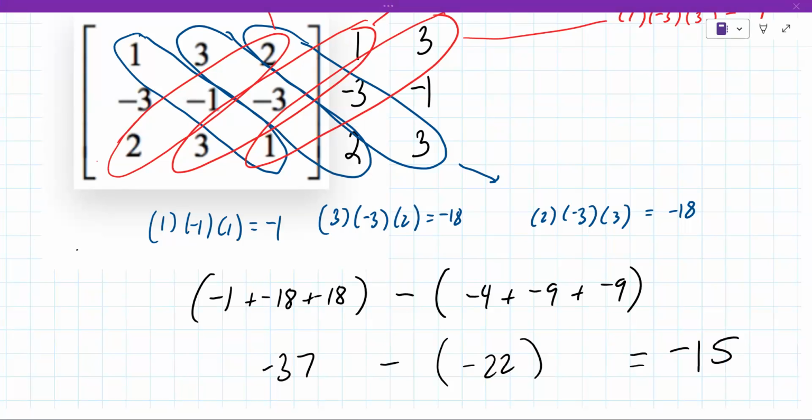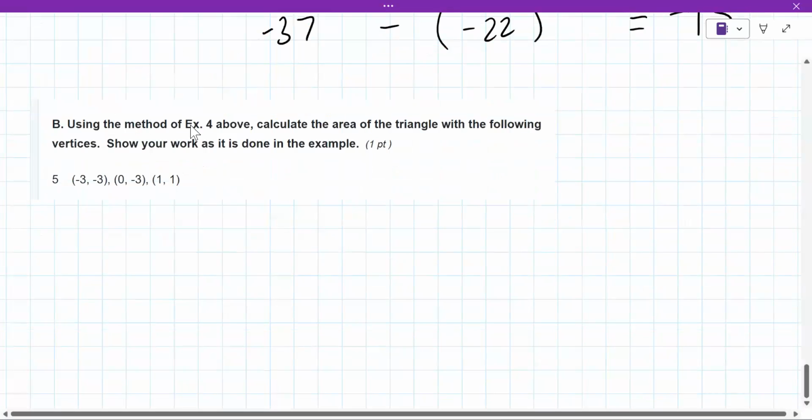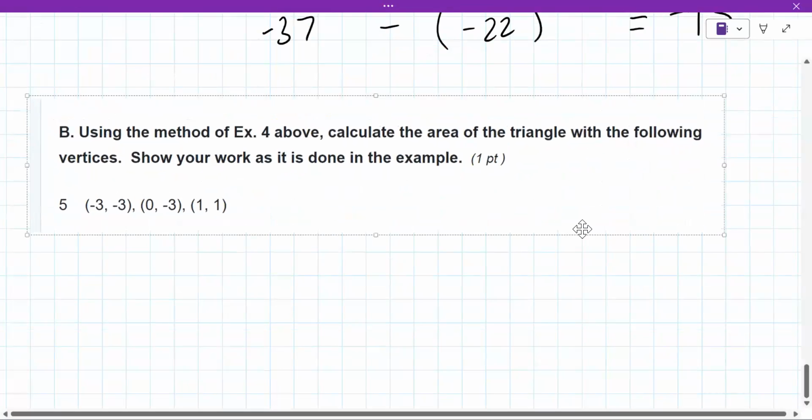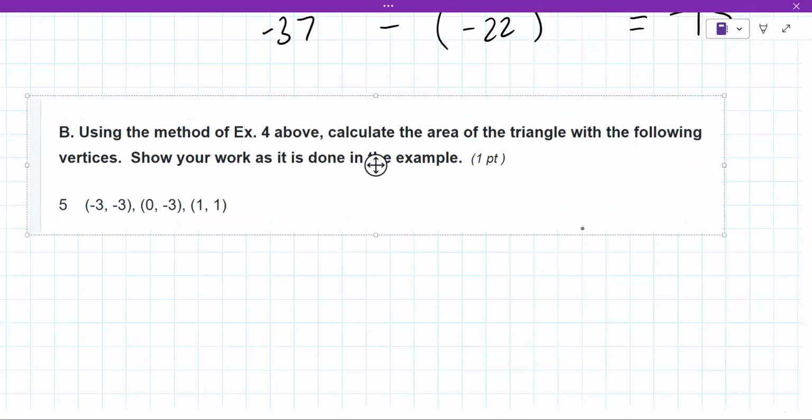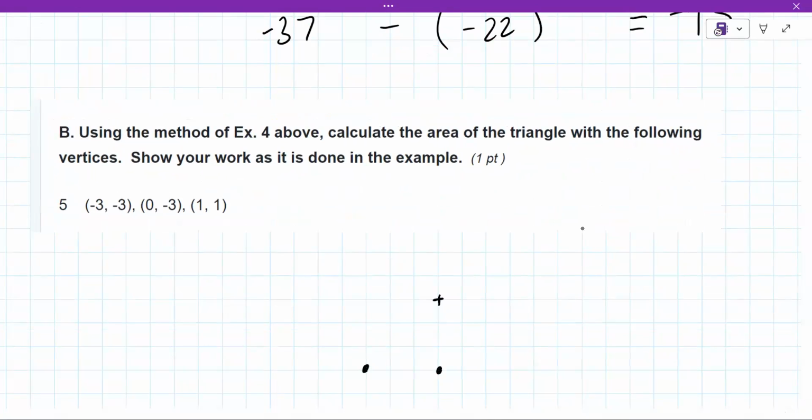So the next one requires you to find something. Well, how do I say this? It's a triangle. They're giving you the vertices of a triangle, and you could make a quick sketch. You could say, okay, here's the origin. There's a minus 3, 3. There's 0, minus 3, and then 1, 1. And you could actually calculate this using known formulas for area of base times height, but they want you to do it the way they do in example 4, which is some sort of matrix operation.